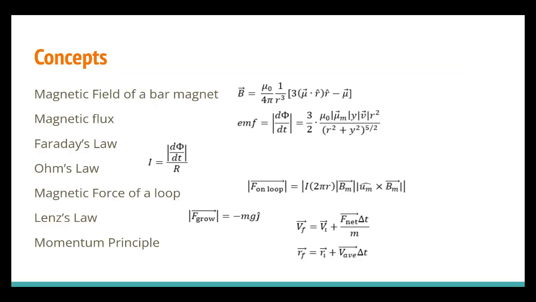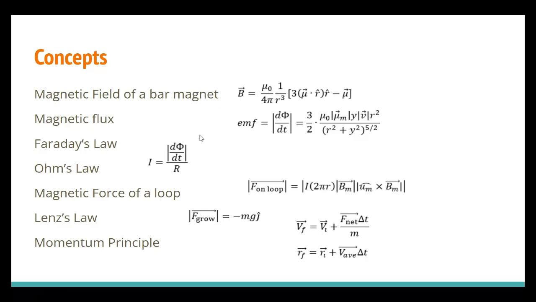which is shown in the equation to the right, magnetic flux, which is the integral of the magnetic field dotted with n hat dA, then Faraday's law, which is shown right here with EMF equals the absolute value of the derivative with respect to time of the magnetic flux, and Lenz's law attached to that, which is just the negative of that. We also have to know Ohm's law, which is EMF over R, or also just the absolute value of the derivative of the magnetic flux.